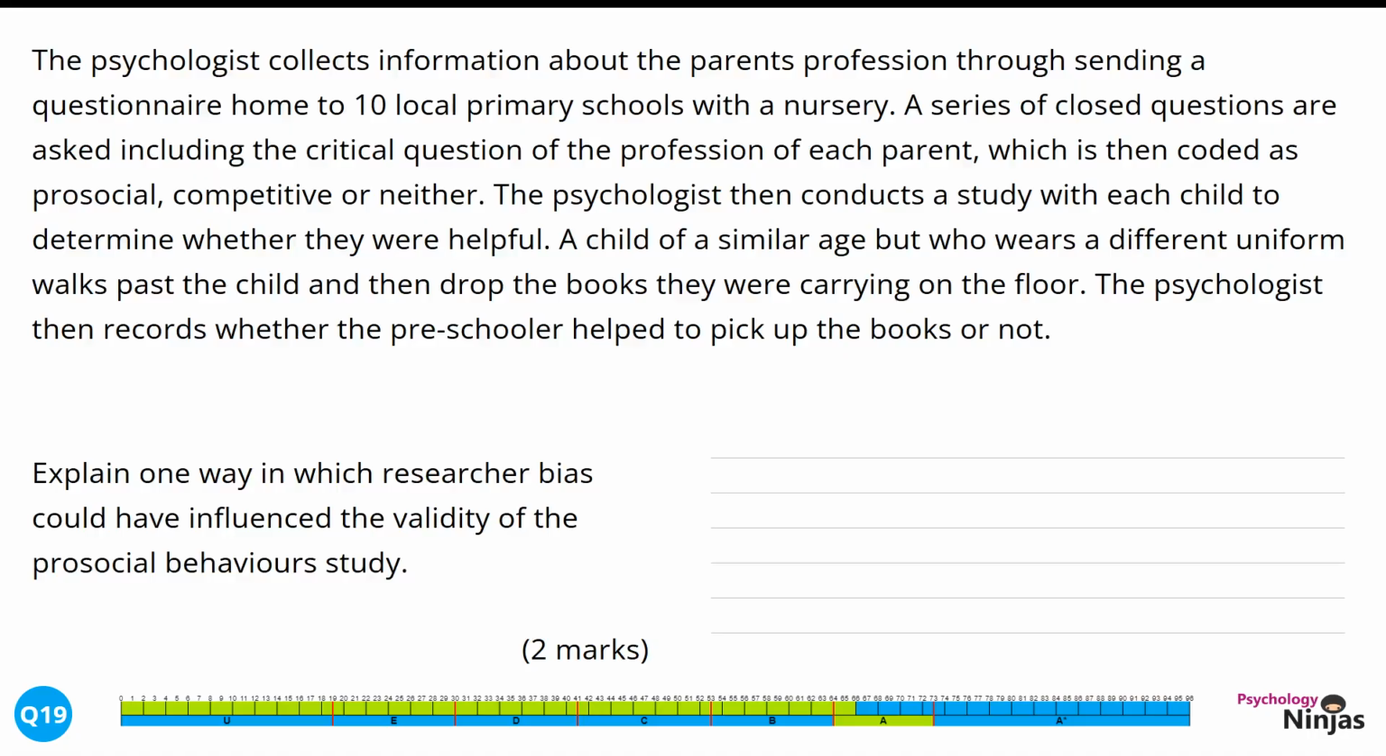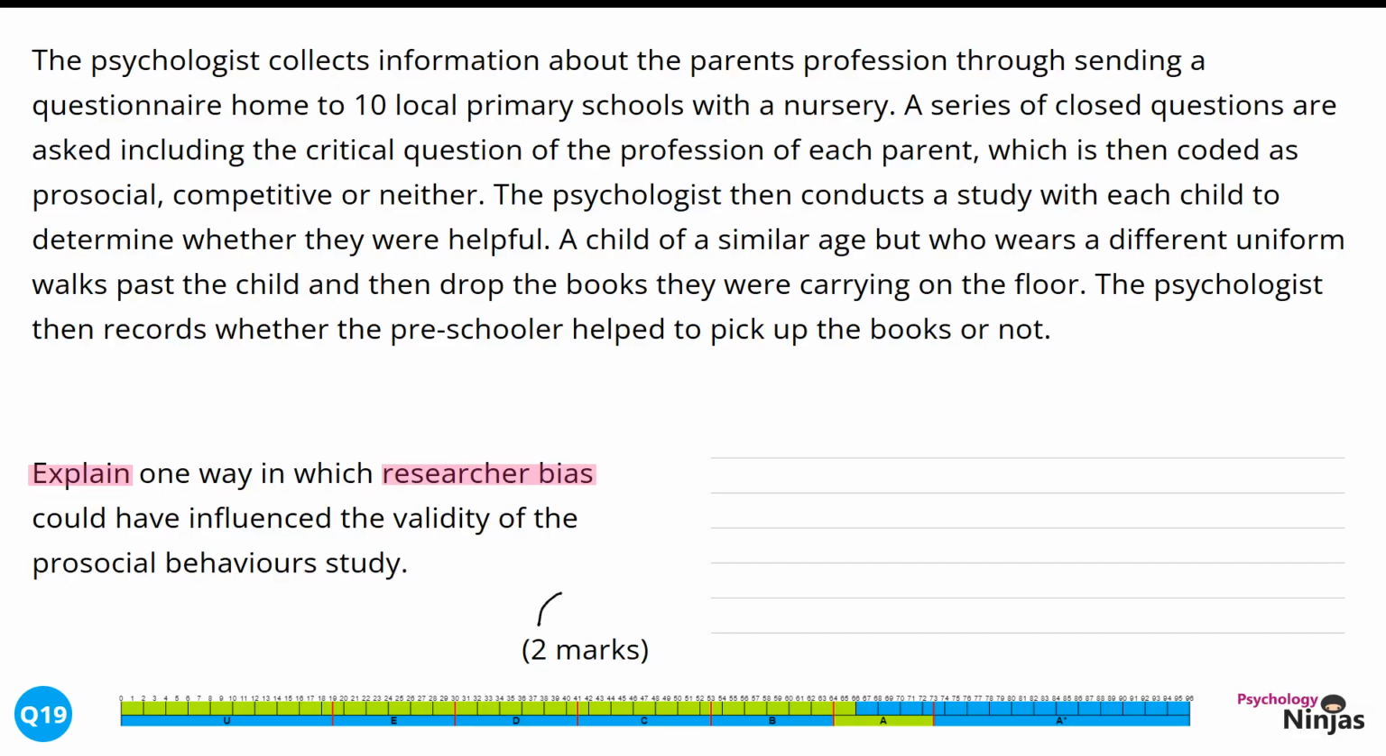Explain one way in which researcher bias could have influenced the validity of the pro-social behaviours study, 2 marks. In this question, we have the command word explain, which means we need to give a detailed and extended response. There is some assumed psychological knowledge here in that we understand what researcher bias is. This is some way in which the researcher might be influenced towards a certain outcome.